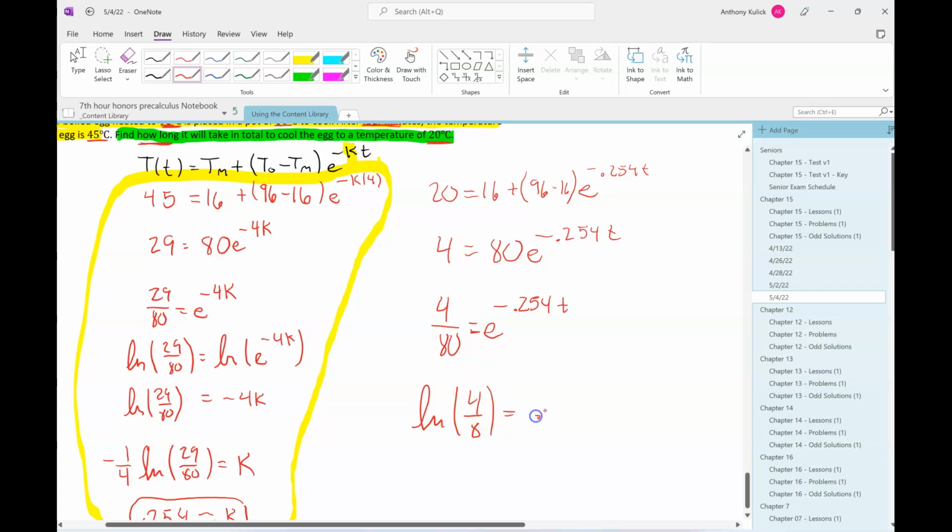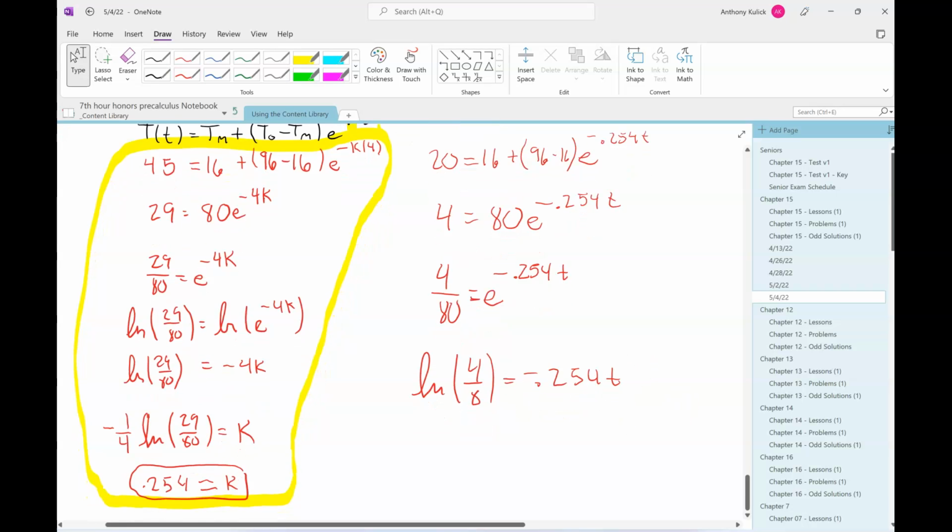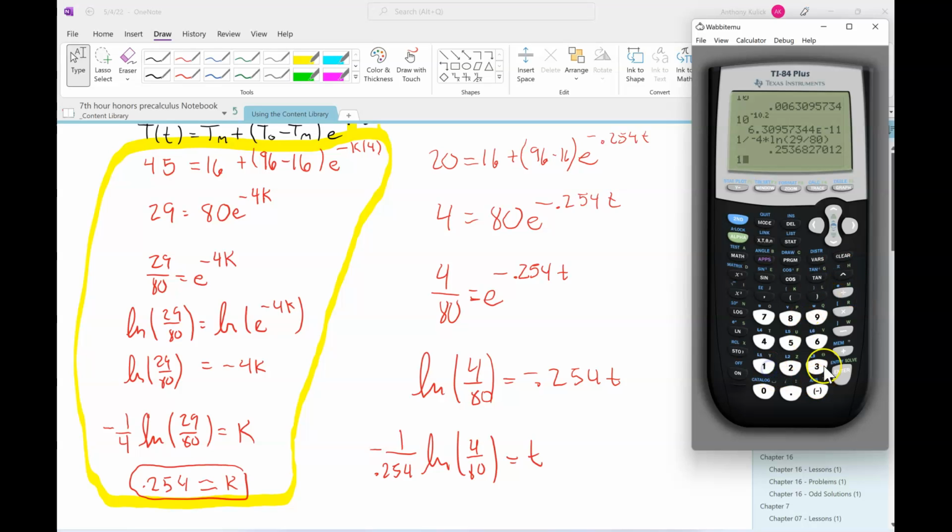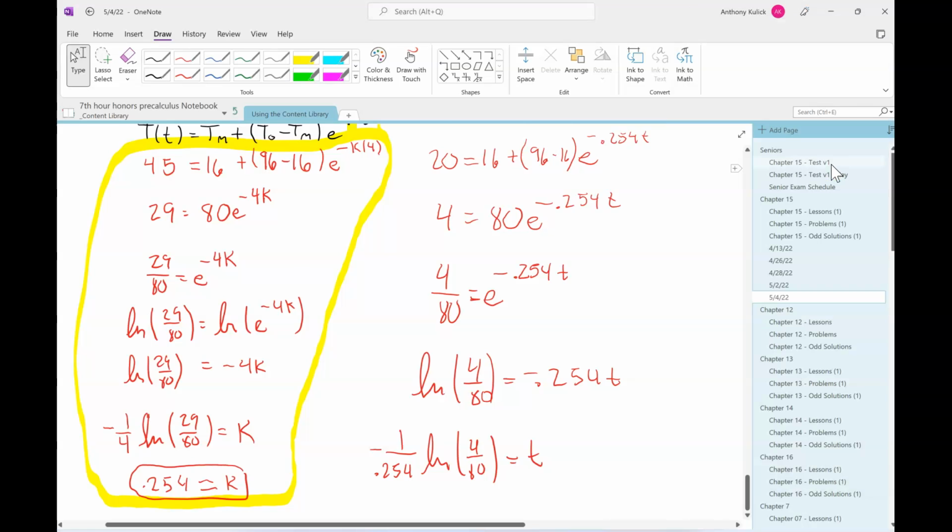Do the natural log of both sides. And then divide both sides by the negative 0.254. Again, I'm going to write it as multiplying by the reciprocal. Now, when I type this into my calculator, I'm going to be careful here and take advantage of using all the decimal places. I'm going to use the ANS command so that I can use all the decimal places from my previous answer. And I get about 11.81 minutes.